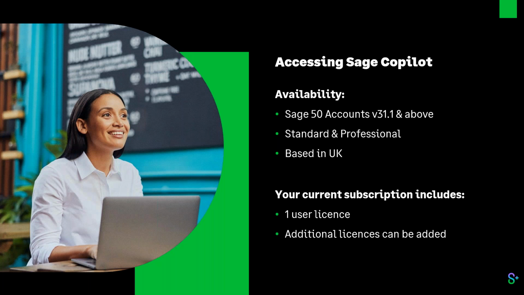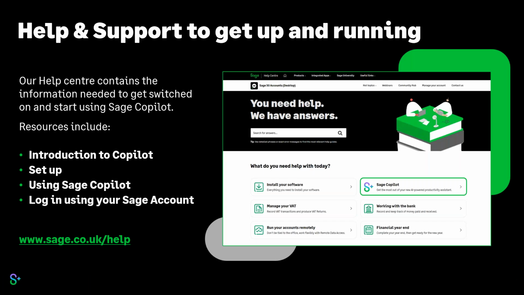So I just wanted to get that out of the way before we get inundated with questions. Now, as far as setting it up is concerned, if you aren't yet using it, there's loads of information in our help center to help you get up and running. All you do is head along to sage.co.uk/help. There is a Sage Copilot panel. And in there, you'll find information about the introduction to Copilot, a step-by-step guide to setting it up, using it, and also how you can log in using your Sage account.